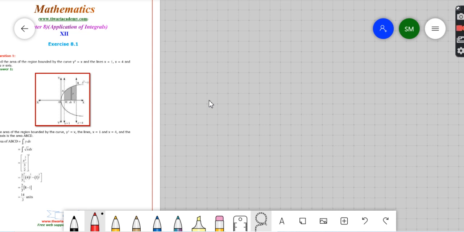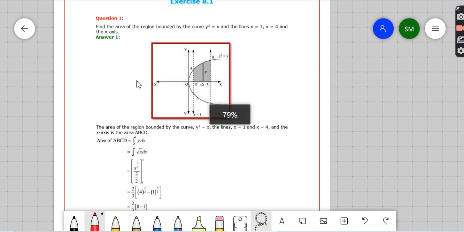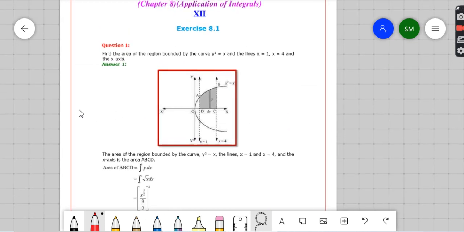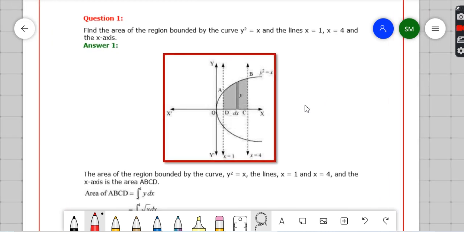All right. Let us try to understand this application by the sum. First sum, exercise 8.1. Find out area of the region bounded by the curve y square equal to x and the line x equal to 1 and x equal to 4. Now we have to find out area by the curve y square equal to x.